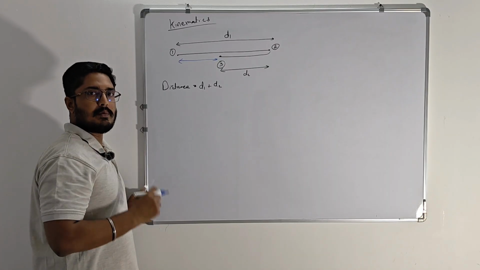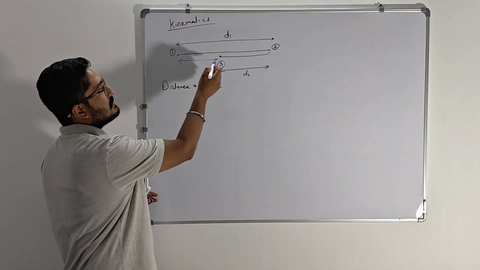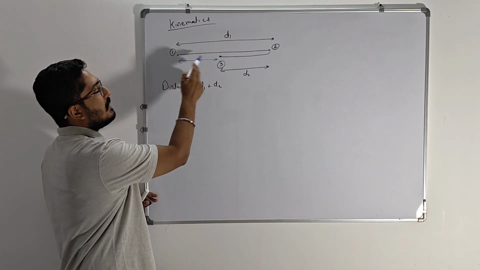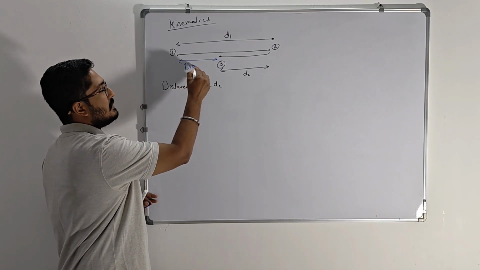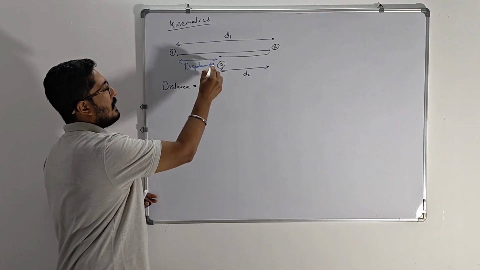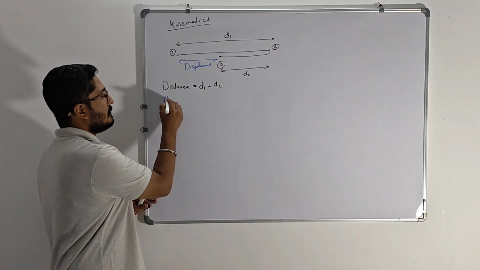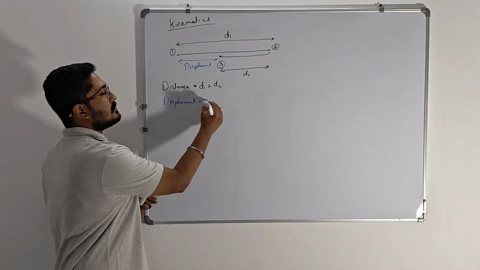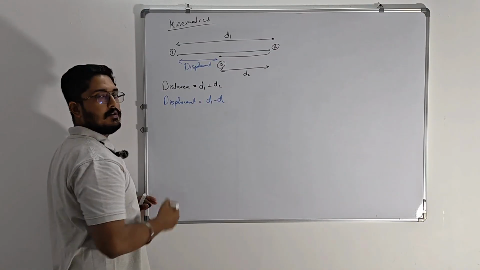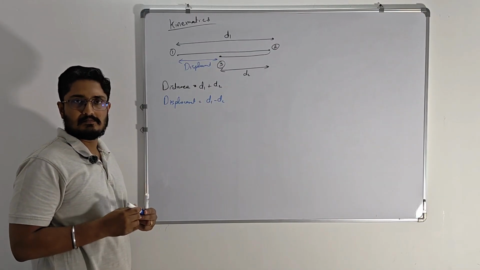It will be useful in two dimensional motion. So the shortest distance, or just the distance between the final and the initial position, is nothing but this. This will be called displacement. And how can you write the displacement? You can say displacement is equal to d1 minus d2. This will be considered as displacement.